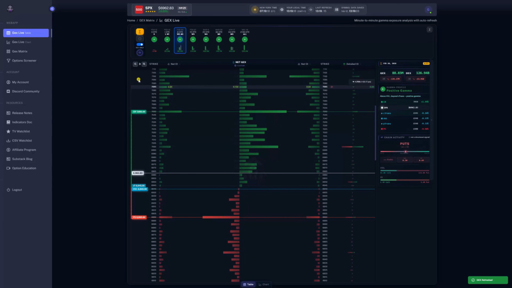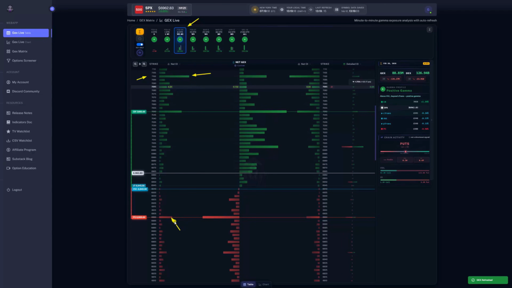So for example, on SPX 7100, there's a high call open interest for that specific expiration. It doesn't mean that the market will go there. It just means that the market participants are betting more on the call side, on the upside, than on the downside.